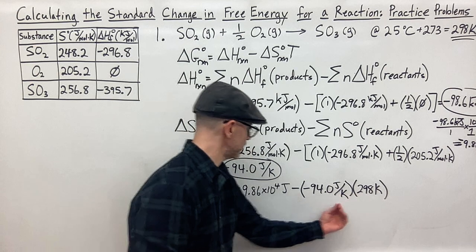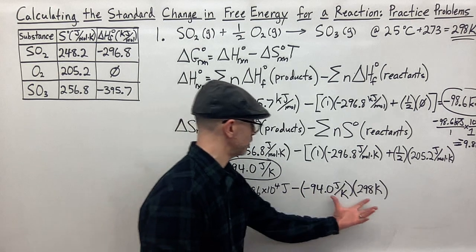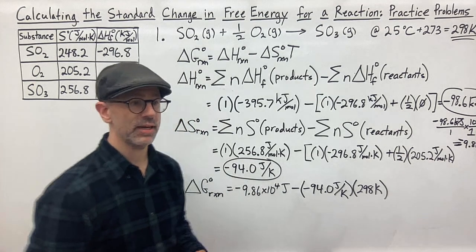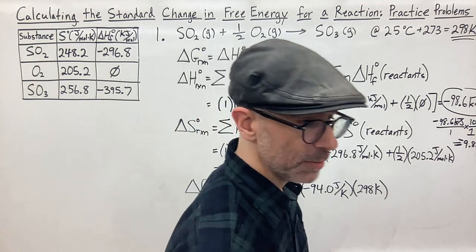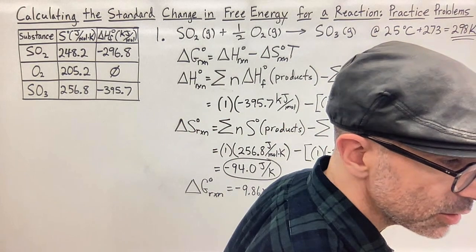So now all I have to do is the calculation. I'm going to multiply these together. A negative times a negative gives me a positive. So this is going to be positive, and this is going to be negative. Let's see what we get. When I add those together, what do I get?